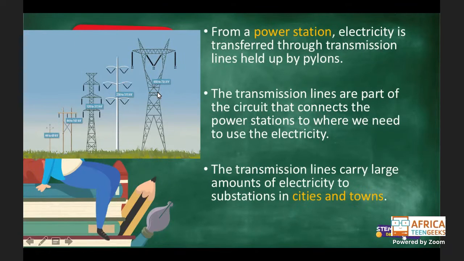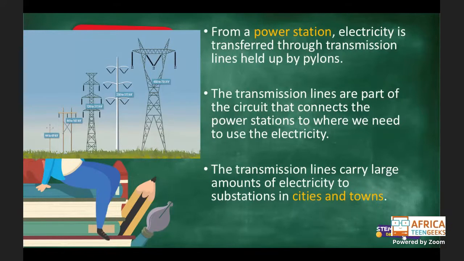Then the biggest voltage that they can carry is this one. It's 735 kilovolts, meaning that this is the biggest pylon thus far. Then it goes down to the other one with 315 kilovolts. Then the other one also carries 315 kilovolts. The other one carries 161 kilovolts. Then the smallest carries 69 kilovolts.